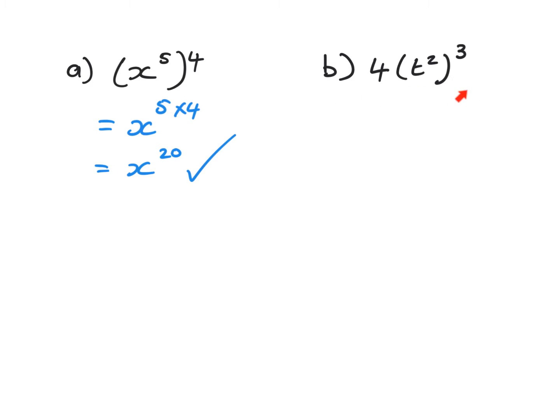Alright, how about this one? Give this one a go. Put the video on pause and come back when you're ready. Well, how did you go? I think it's important to remember that this is 4 multiplied by t squared to the power of 3. So we can write that as 4 times t to the power of 2 times 3, and 2 times 3 is 6, so 4t to the power of 6. And that would be our answer.